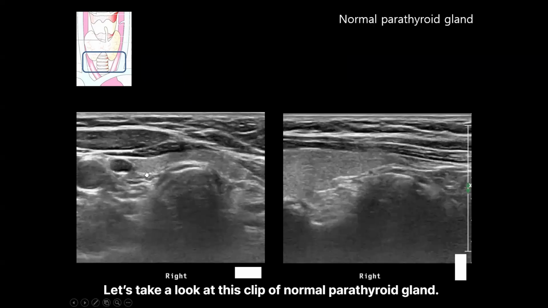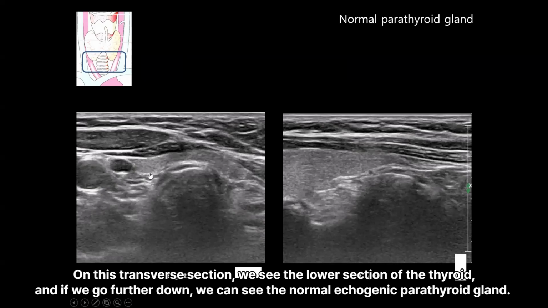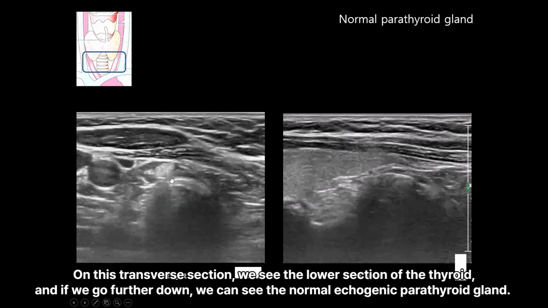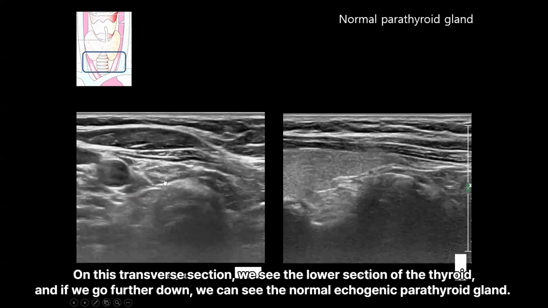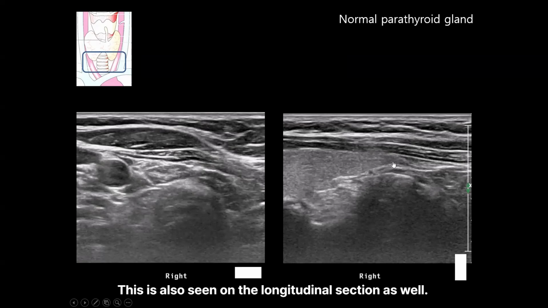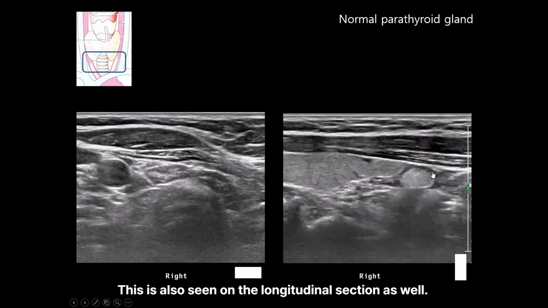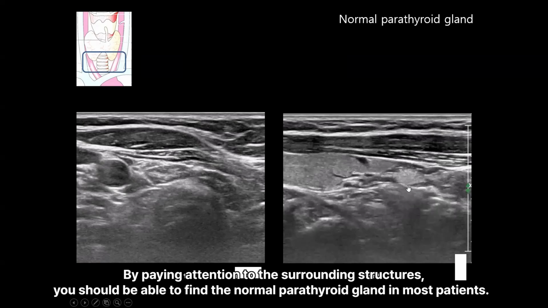Let's take a look at this clip of normal parathyroid gland. On this transverse section, we see the lower section of the thyroid. And if we go further down, we can see the normal echogenic parathyroid gland. This is also seen on the longitudinal section as well. By paying attention to the surrounding structures, you should be able to find the normal parathyroid gland in most patients.